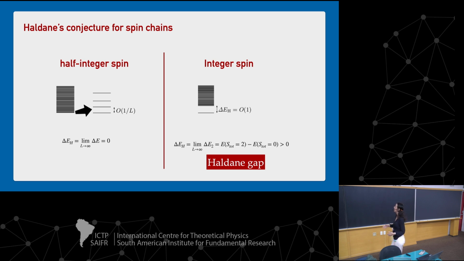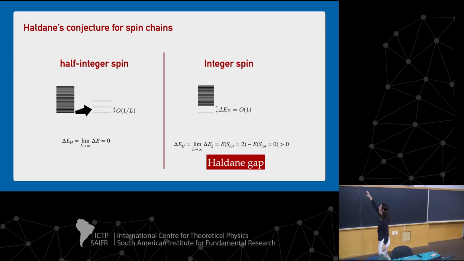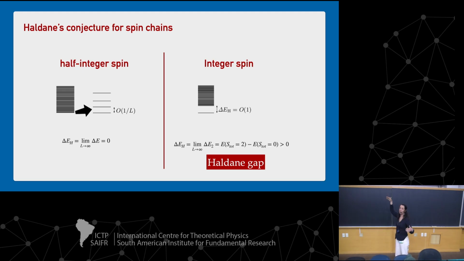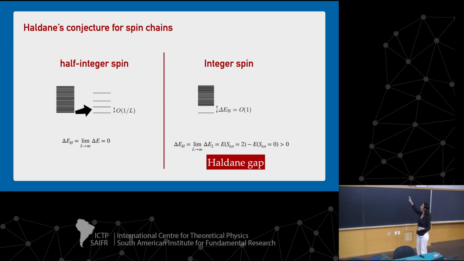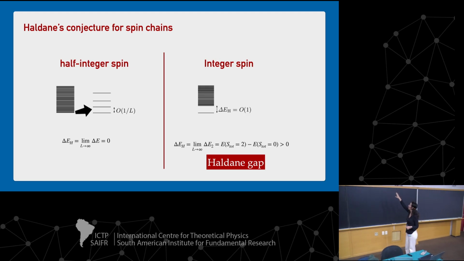So when you have a half-integer spin, you have levels that, as you approach the thermodynamic limit, as L, which is the size of the chain, goes to infinity, these levels get closer and closer and closer, and there is no gap. So nothing much happens. On the other hand, if you have an integer spin chain, you have a gap from the ground state to the first level, and this became known as the Haldane gap.